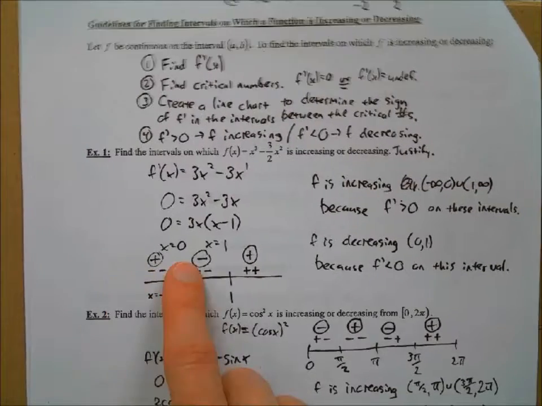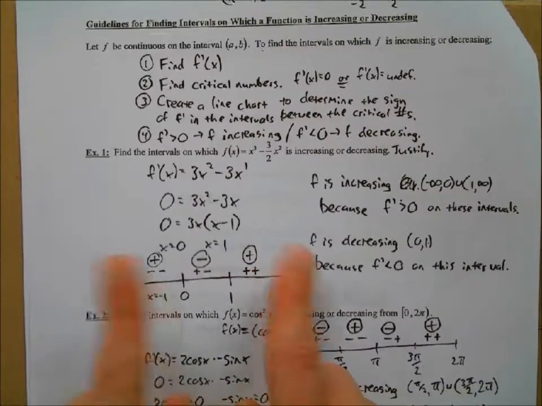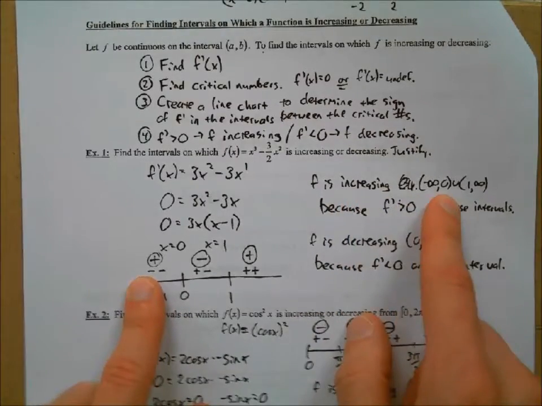Okay, positive. So we now have that the derivative, f prime, is positive for this entire interval from -infinity to 0. The derivative, or f prime, is also positive for this entire interval from 1 to infinity. So, since the derivative is positive there, f is increasing from -infinity to 0 and from 1 to infinity.